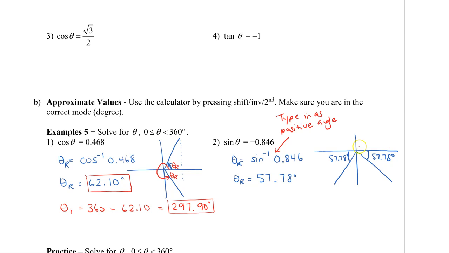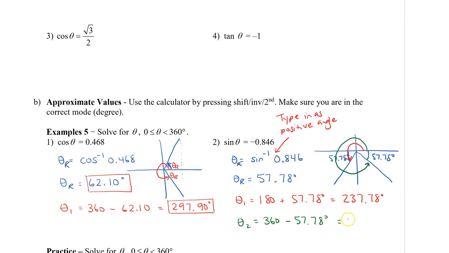So to find this angle here in the third quadrant, my first angle, I need to go 180 and then add my reference angle. And that gives me 237.78 degrees. To find the angle in the fourth quadrant, I need to go full circle 360 degrees and then go back and subtract the 57.78 degrees. And that will give me 302.22 degrees. And these two are my answers.